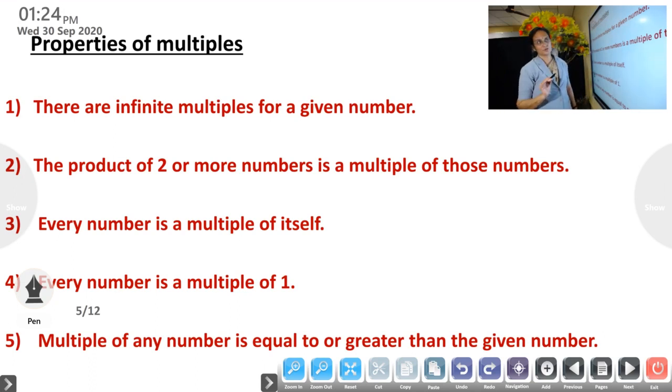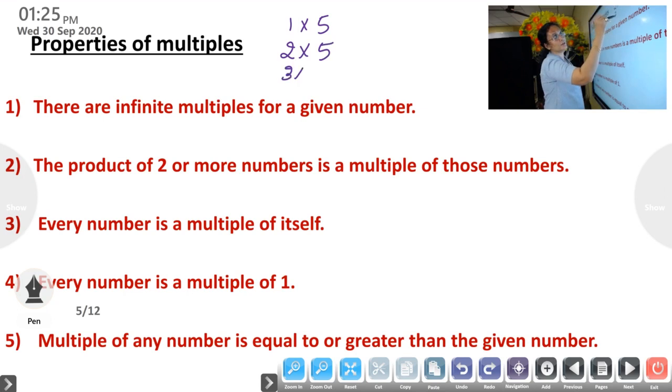Suppose we are writing the multiples of the number 5. First multiple, 1 into 5. Second multiple, 2 into 5, 10. Third multiple, 3 into 5. It goes on, isn't it? You can continue. So you can say that there are infinite multiples for a given number. 1, 2, 3, etc. It goes on. So there will be infinite, so many, unlimited. So there are infinite multiples for a given number. That is the first property.